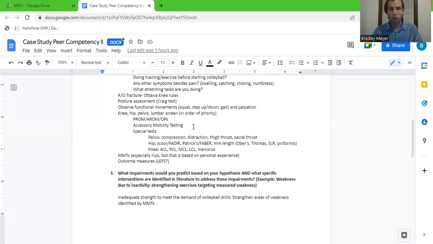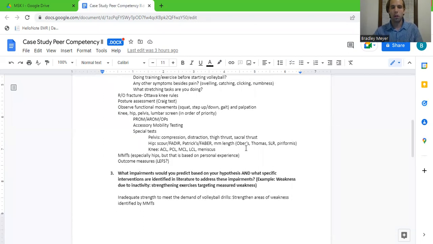Some special tests I could perform, so for the pelvis, would include tests like compression, distraction, thigh thrust, and sacral thrust. And then to rule that out, looking for all negatives with those. Some special tests for the hip that I could perform are the FADIR or scour, the FABER or Patrick's. And I could also look at muscle length. So tests like Ober's for the abductors, Thomas test for hip flexors and quads, and SLR for hamstring length and piriformis length.